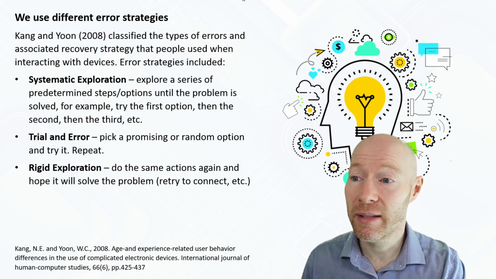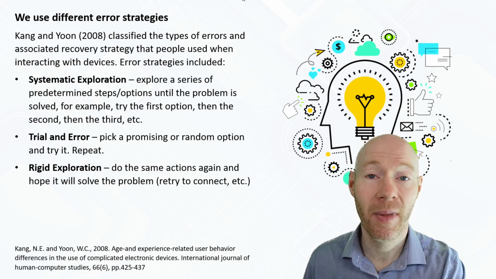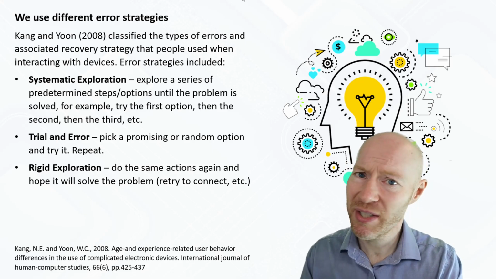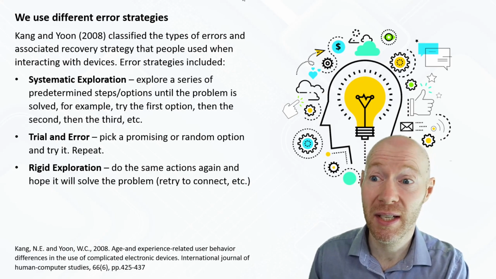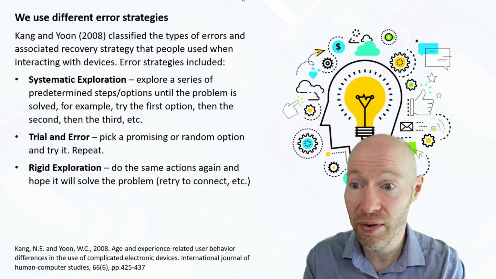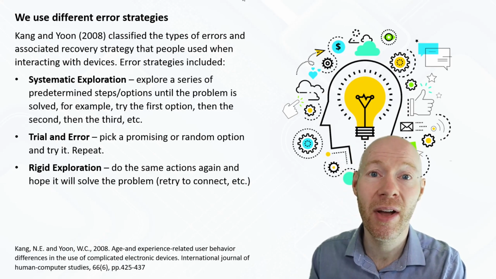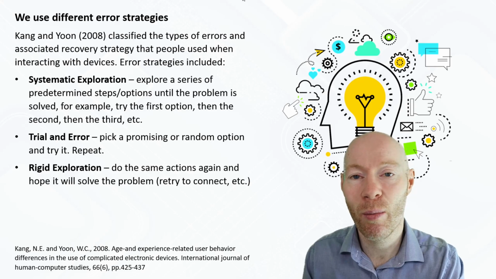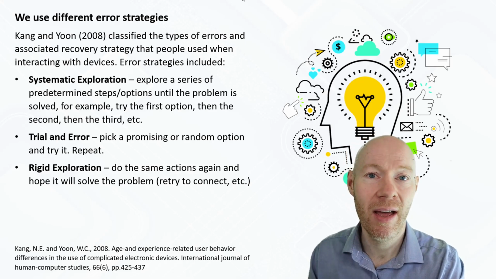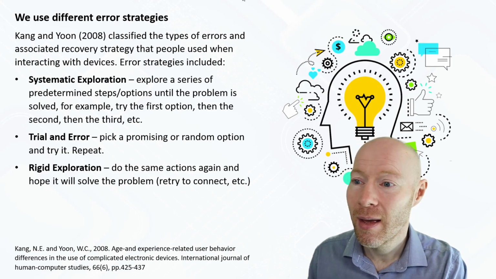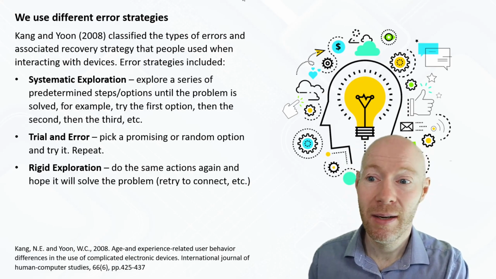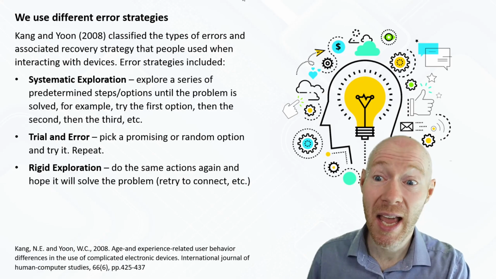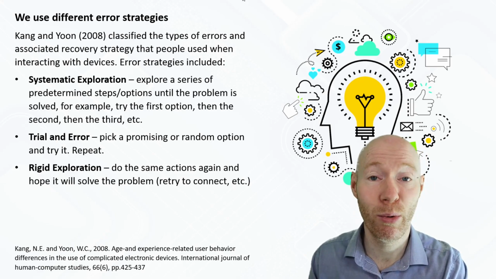The next method is trial and error, which is similar to systematic but without the planning bit. We just try some other option to see, does that work? We put in another figure and we see, what effect does that have? Does it bring us closer to what we want to achieve? Did it have an interesting output? And the third type is rigid exploration, where we do the same actions again and we hope that the problem will go away.